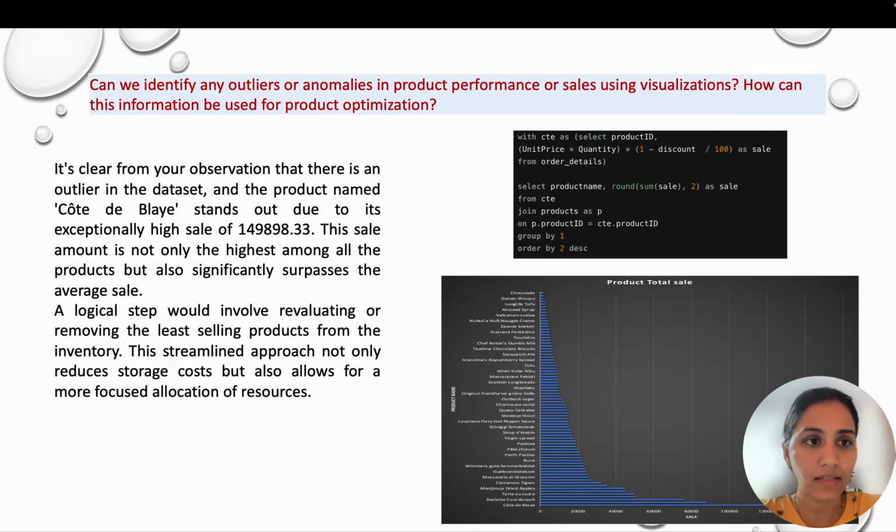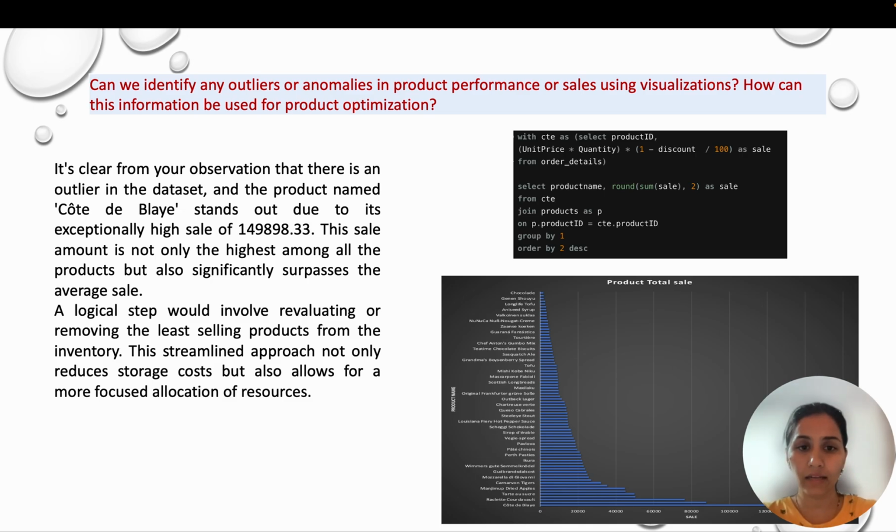The next question is, can we identify any outliers or anomalies in product performance or sales using visualization? How can this information be used for product optimization? For the data set, again, I have created a revenue from a CTE, grouping by product ID. Then, to create the visualization, I have taken the product name and revenue.